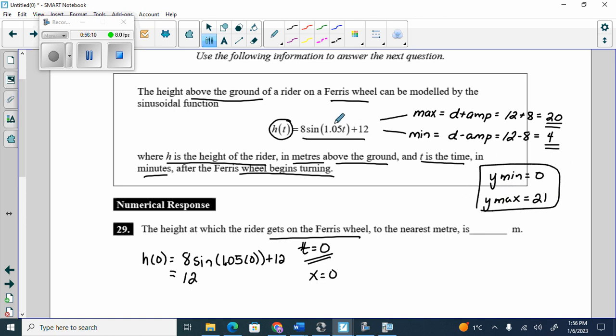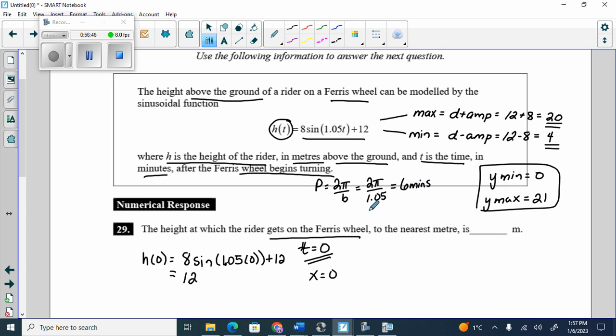Now, if I want to know how long it takes to rotate, I can find the period. Remember, the period is 2 pi divided by b. That's right on your formula sheet. So this one would be 2 pi divided by 1.05. Now, if I type that into my calculator, I get 5.98, so technically 6 minutes. So this thing rotates in 6 minutes.